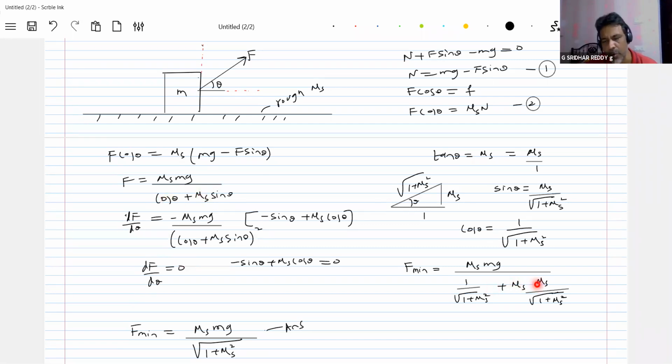Here 1 plus mu s square will come. 1 plus mu s square in the denominator, what happens? It will be root of 1 plus mu s square. So we'll end up with this one. So there's a minimum force, you see. And at what angle? I should apply it at an angle theta, tan inverse of mu s.